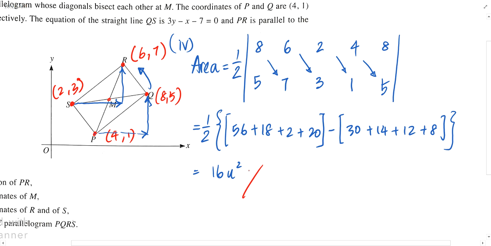Okay. So thanks Darius for pointing this out. 16 u square will be wrong, because u in this case I will treat it as an unknown. So units. Okay, next.